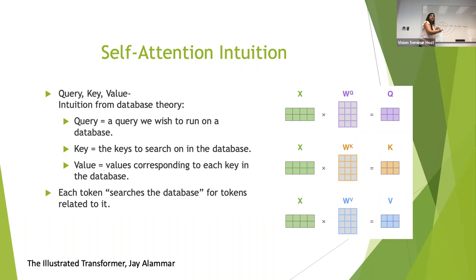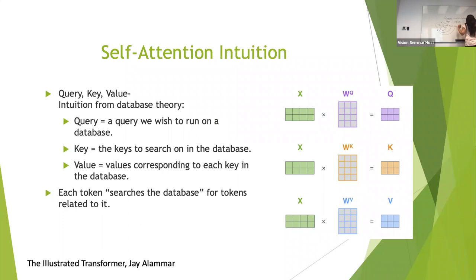So the attention mechanism uses query, key, and value matrices. We can think about it as database theory, or information retrieval. When we talk about databases, we have queries, which are questions that we run on our database. We have keys, which represent the entries in our database. And we have values that correspond to the keys, right? So what we're doing here is running a query asking which tokens are relevant to "the."